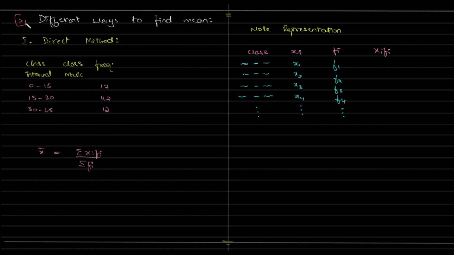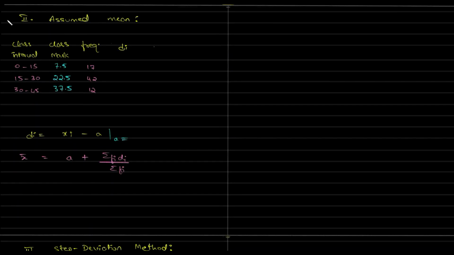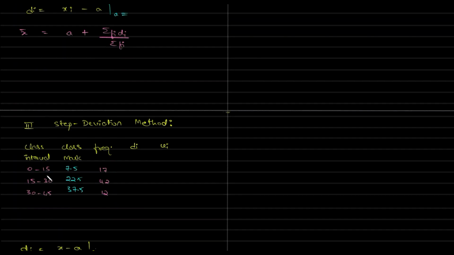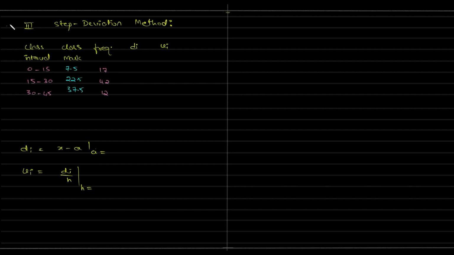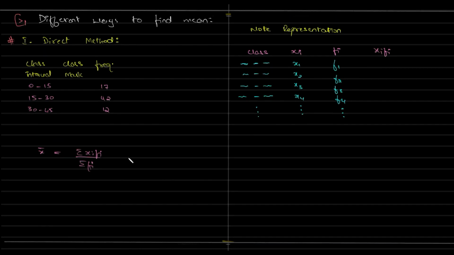Different ways to find the mean. There are three methods: direct method, assumed mean method, and step deviation method. I'm sure most of you will fall in love with assumed and step deviation because the direct method is not easy in quite a few cases.